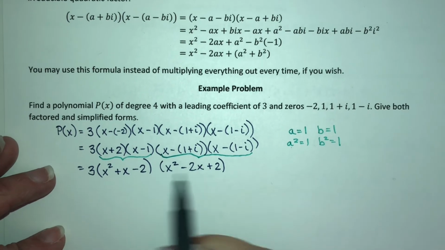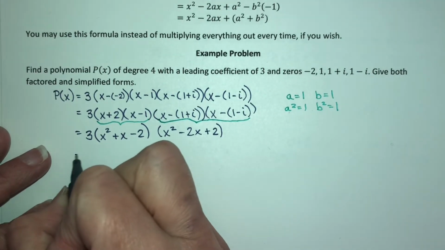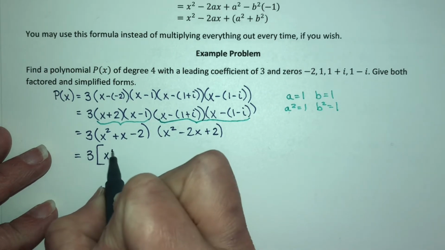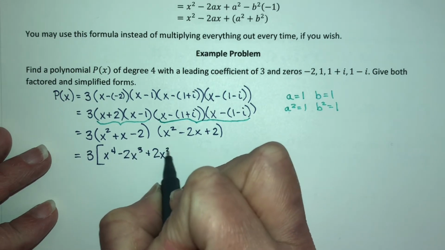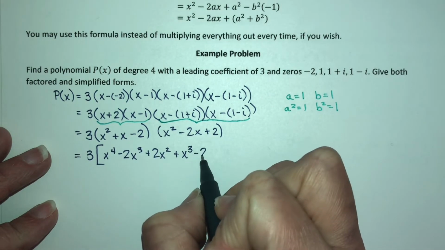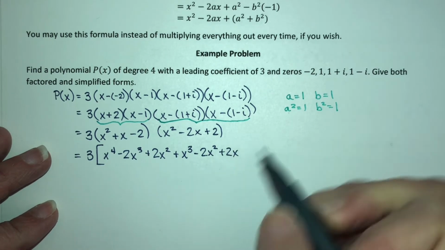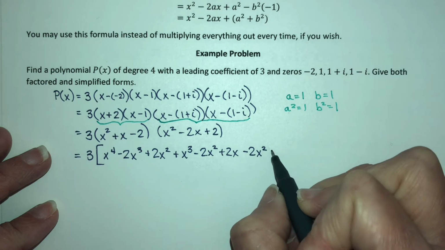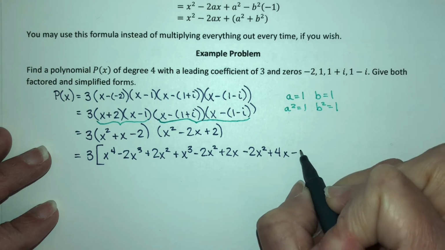Okay, now let's multiply these together by using FOIL, and I'm going to multiply 3 at the very end because that's the easiest thing to do. So, distribute the x squared: x to the 4th minus 2x cubed plus 2x squared. Distribute the x: plus x cubed minus 2x squared plus 2x. And now distribute the negative 2: minus 2x squared plus 4x minus 4.